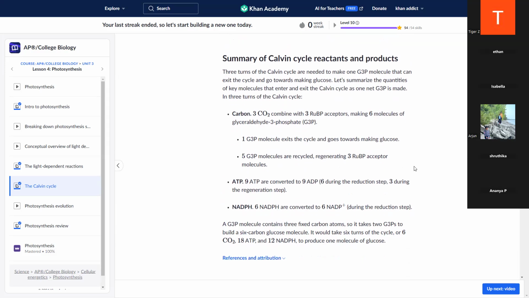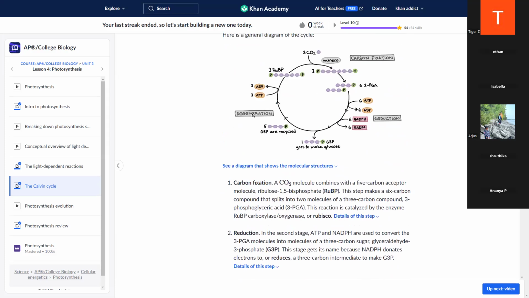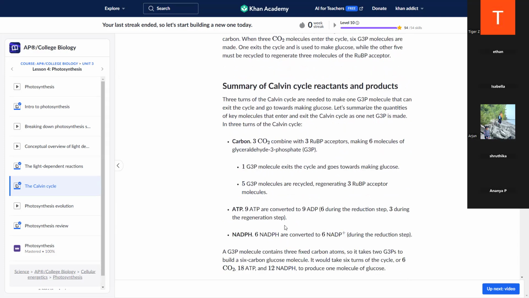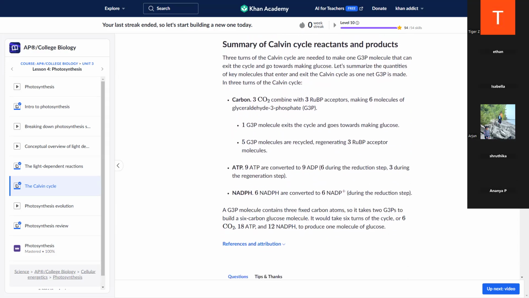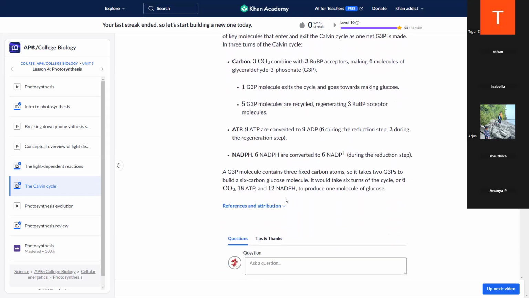Nine ATP are turned into nine ADP, six of them in this reduction step here and another three here in the regeneration. And again, that NADPH is reduced to NADP plus. It will take six turns of this cycle to produce one molecule of glucose, because a G3P molecule is a three carbon sugar, so it would take two of them to make C6H12O6, which is glucose.